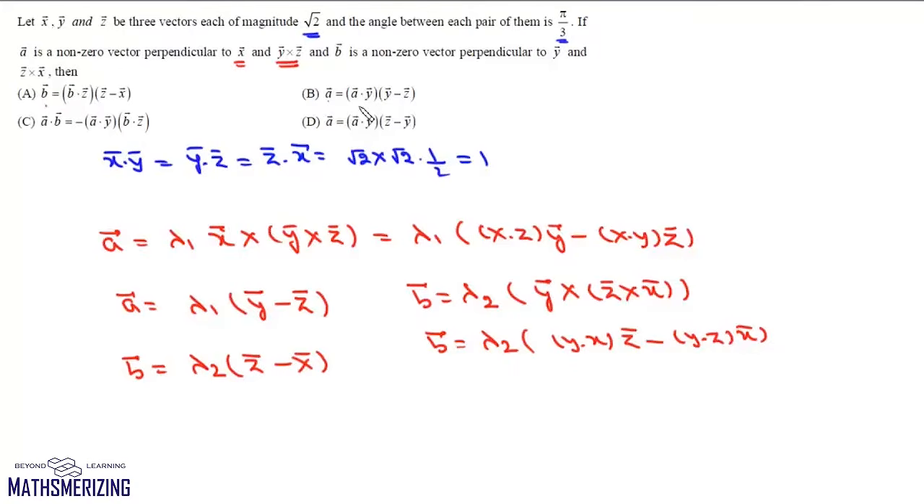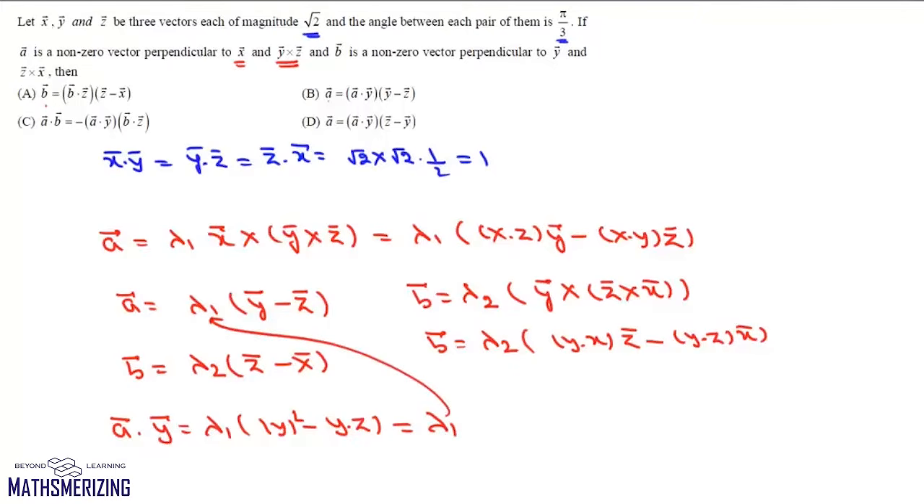Now in A we have A dot y. So if we take the dot product with y, we can write A dot y equals lambda 1 into y dot y, which is mod of y square, minus y dot z. Now mod of y square is 2, y dot z is 1, so it is nothing but lambda 1. So if we put the value of lambda 1 here, we'll get A equals A dot y into y minus z, and that's your option B.